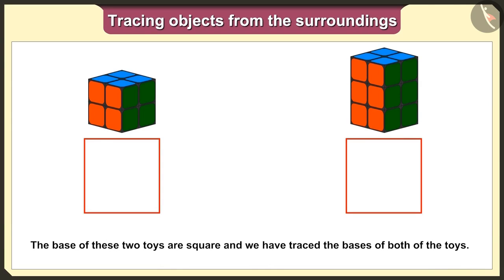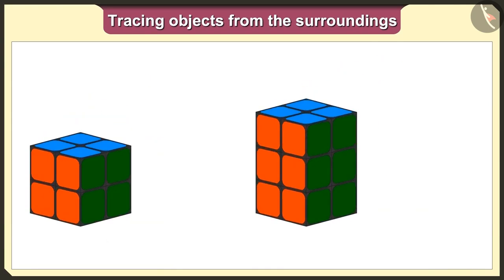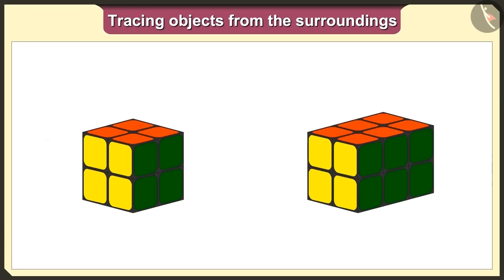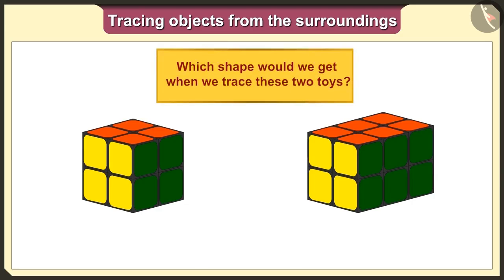Yes, I understood. Let's now change their base and keep both the toys like this. Now tell me, which shape would we get when we trace these two toys?